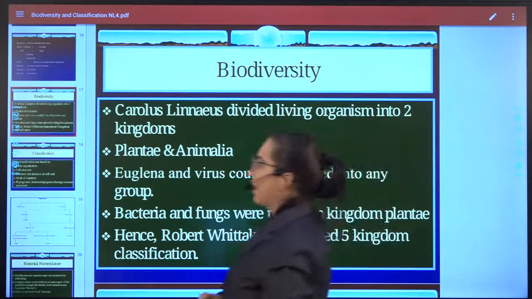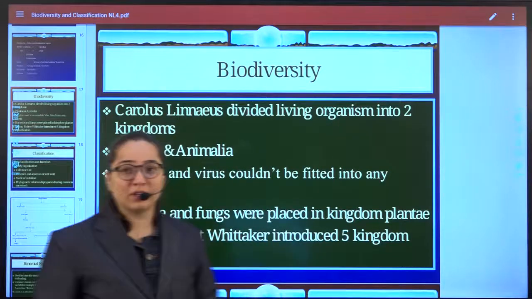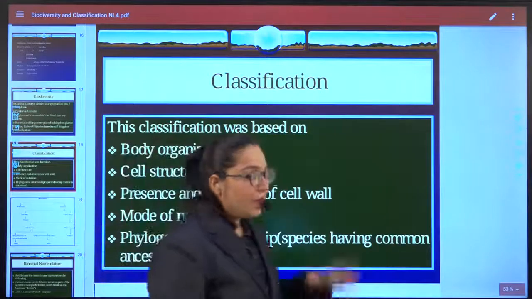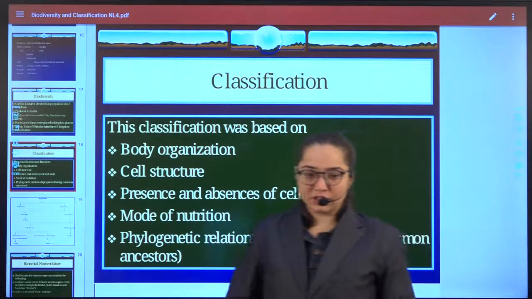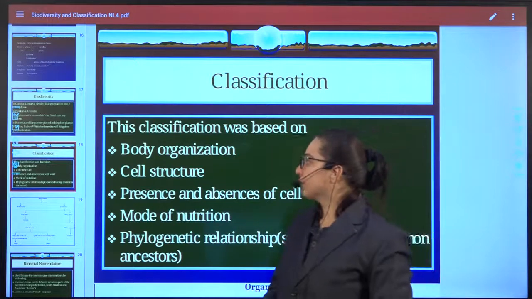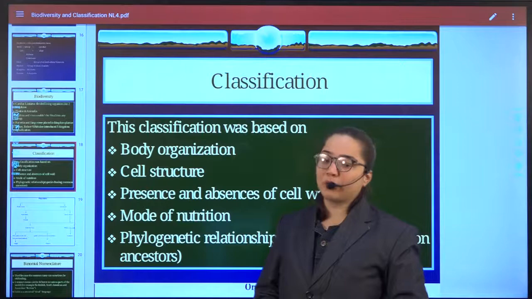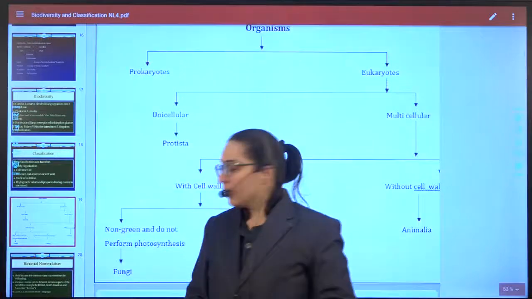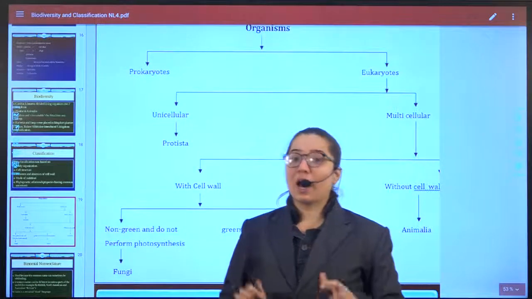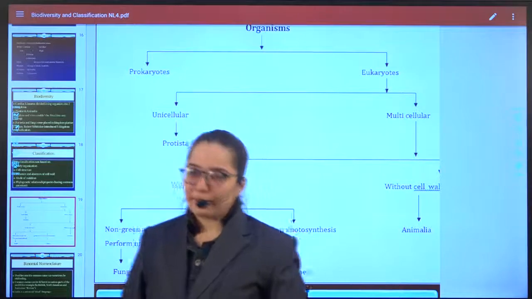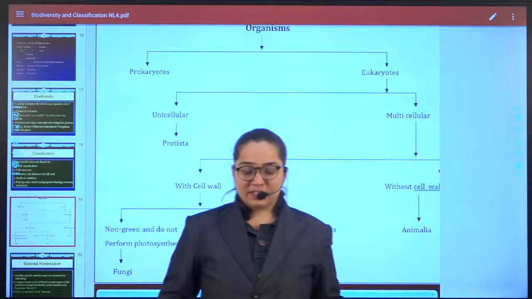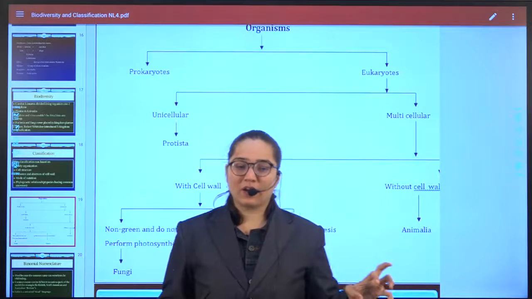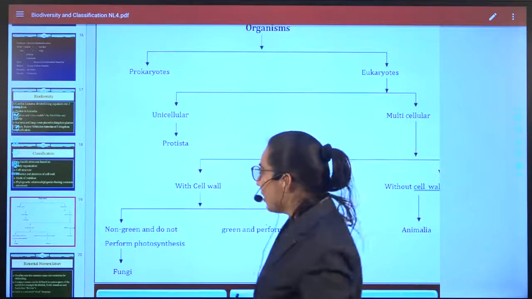So the problem occurred, and then came up the five kingdom classification. What was the base of this five kingdom classification? Very first one was body organization, then cell structure, presence and absence of cell wall, mode of nutrition, and the phylogenetic relationship with the ancestors. This is the entire chart which shows how the division actually took place. The body organization states that it can be either prokaryotic or eukaryotic. If it's prokaryotic, then in prokaryotes we are having only bacteria. I hope you remember.